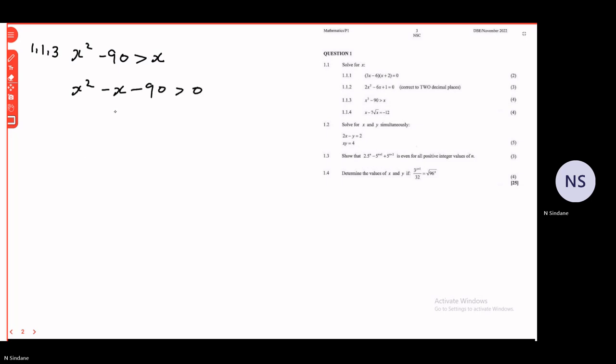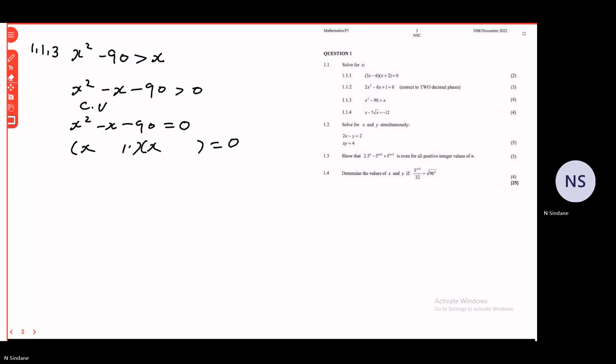And then from this, I can now use CV, critical values. Then this will be x squared minus x minus 90. This CV allows me to change this into an equal sign, right? Now I have x squared minus x minus 90 is equal to 0. Then I can now factorize this, and this is equal to 0.